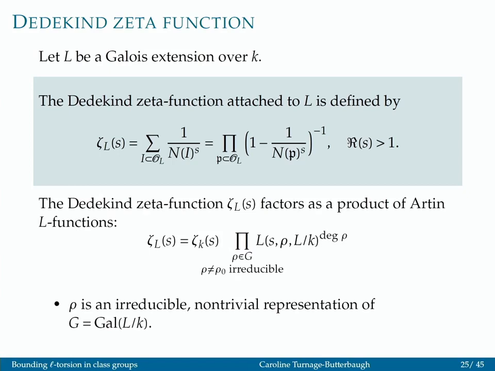OK, so in general, when L is Galois over K, we know how the Dedekind zeta function of L factors. Since I've got L defined over some number field K, the way that I can factor the zeta function of L is in terms of Artin L-functions. When I have the trivial irreducible representation of G, that Artin L-function is the Dedekind zeta function of little k. And then I'm just going to group together all the other Artin L-functions that depend on the remaining irreducible representations of the Galois group.